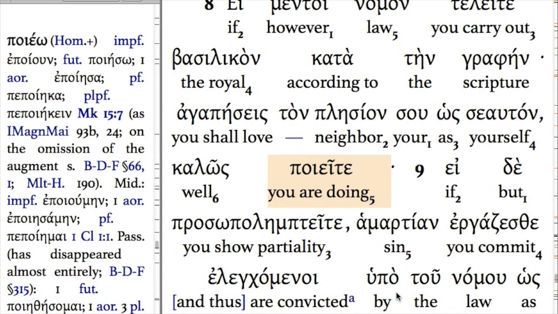Here is an example of poieo in the wild here. Poieite. Do you recognize that ending? It looks like ete, right? Second person plural. Y'all are doing. Why this strange epsilon iota? Why the diphthong? Because we had an epsilon contract verb, and so the epsilon combined with another epsilon and became this. And you don't need to remember all that goes on to create this. You just need to recognize, oh, it's a weird personal ending because it's a contract verb.